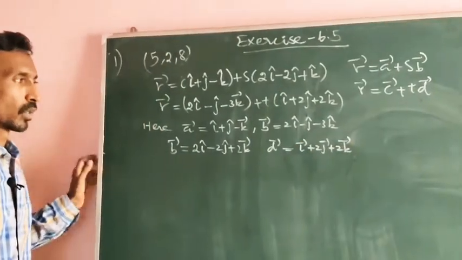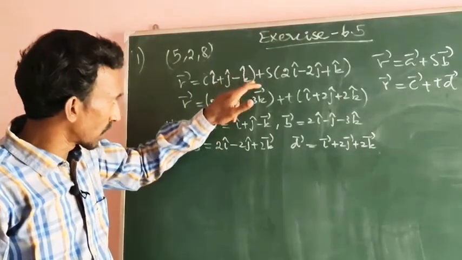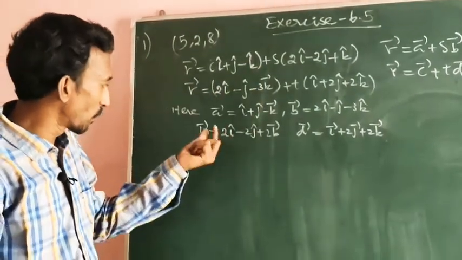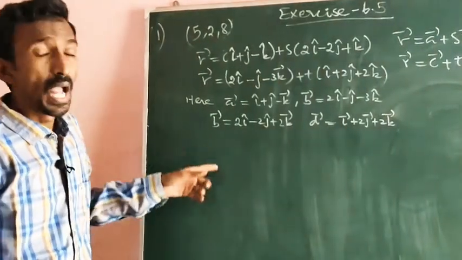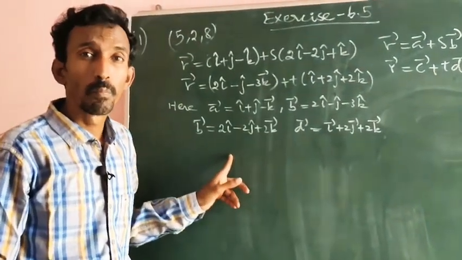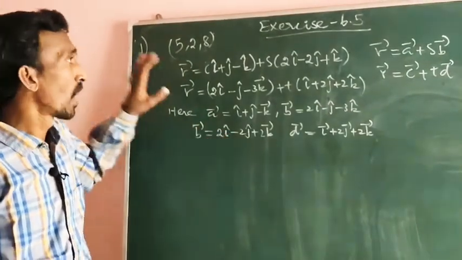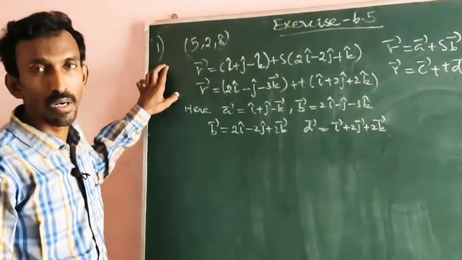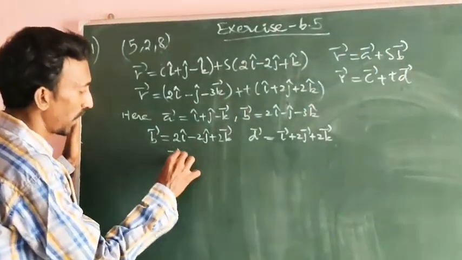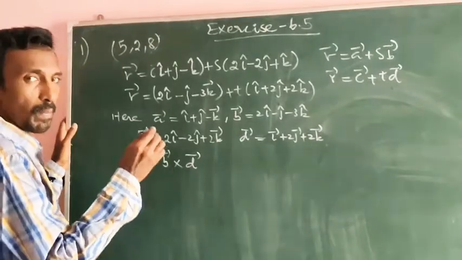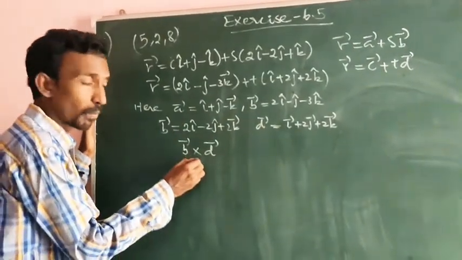So the required straight line is perpendicular to both the first and second. That means it is perpendicular to both b and d, which means it is parallel to b cross d. So our aim is to find b cross d. This question is similar to example 6.34. The line is perpendicular to both b and d, that's why it is parallel to b cross d.